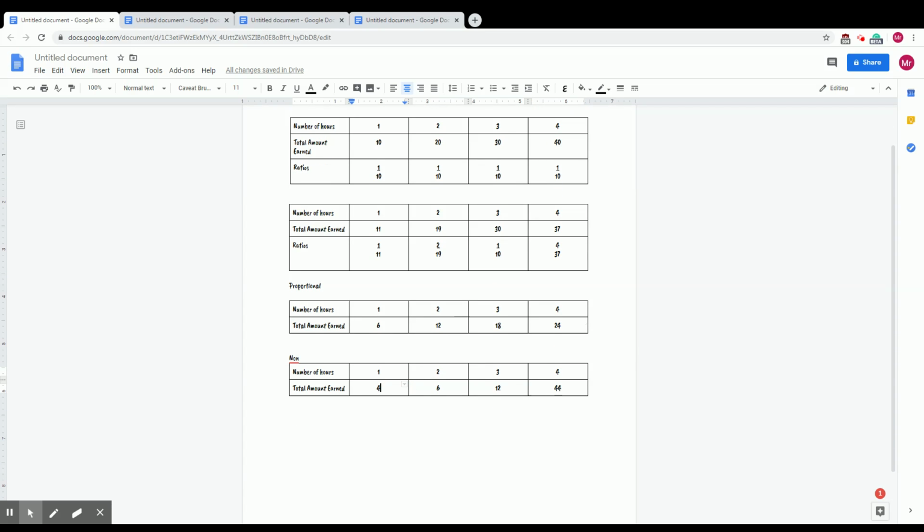Non-proportional ones do not follow a pattern. 1 hour, it goes up by 4. After 2 hours, well, it only went up by 2. After 3 hours, it went up by 6. And then for the 4 hour, this person got a $32 pay raise. There's no pattern, nothing that can be observed.